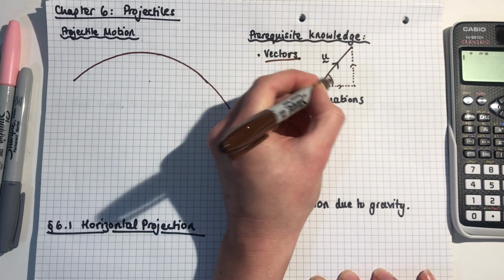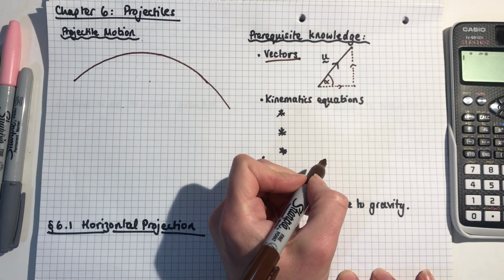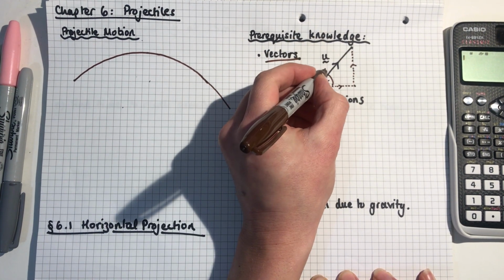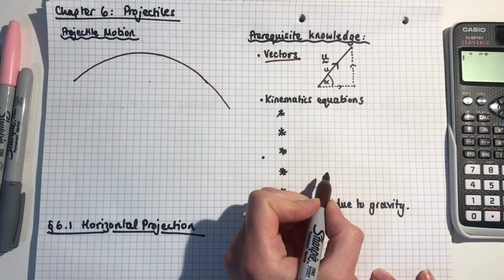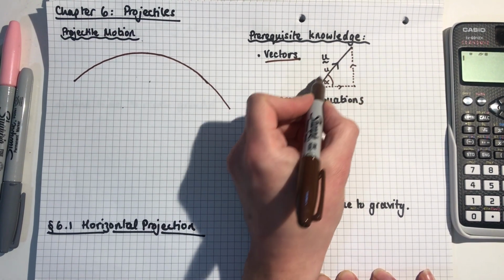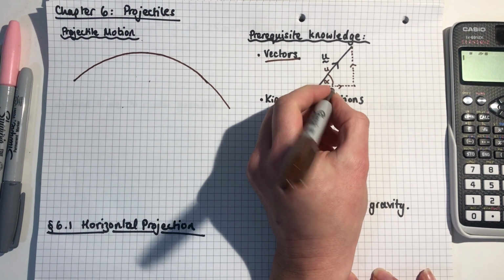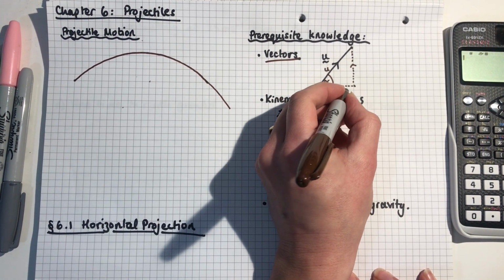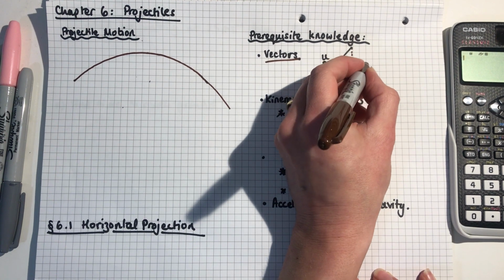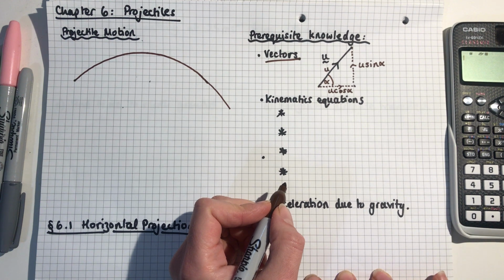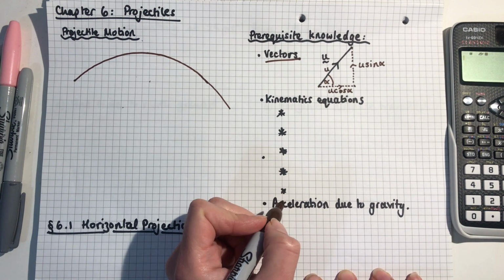Now, if we call the angle that this vector makes with a horizontal alpha, and if we call the length of this line lowercase u, without the vector line now, because I'm just talking about the magnitude of it rather than the vector itself, then the horizontal component is u cos alpha, and the vertical component is u sin alpha. And that's something you've done a lot of already, and you will do a lot more of throughout this chapter.